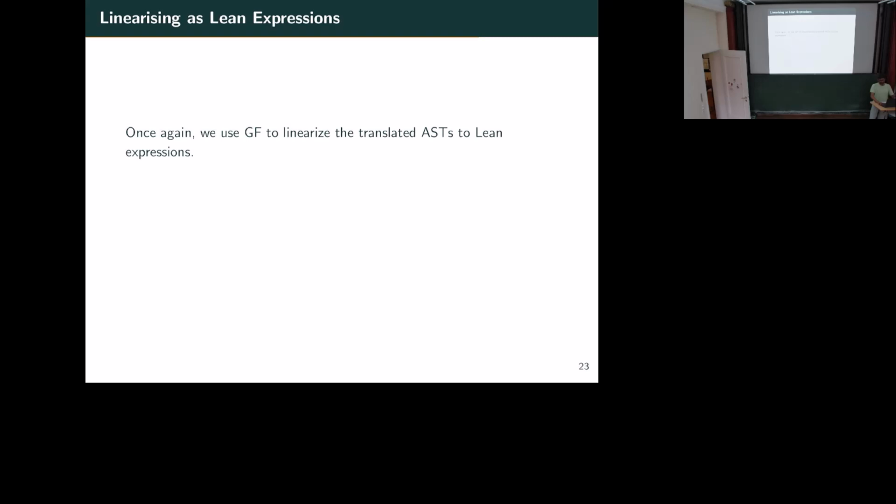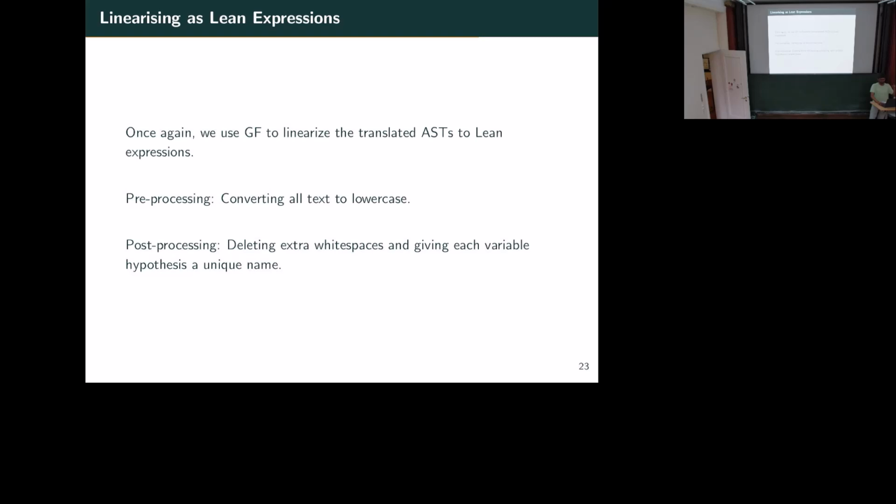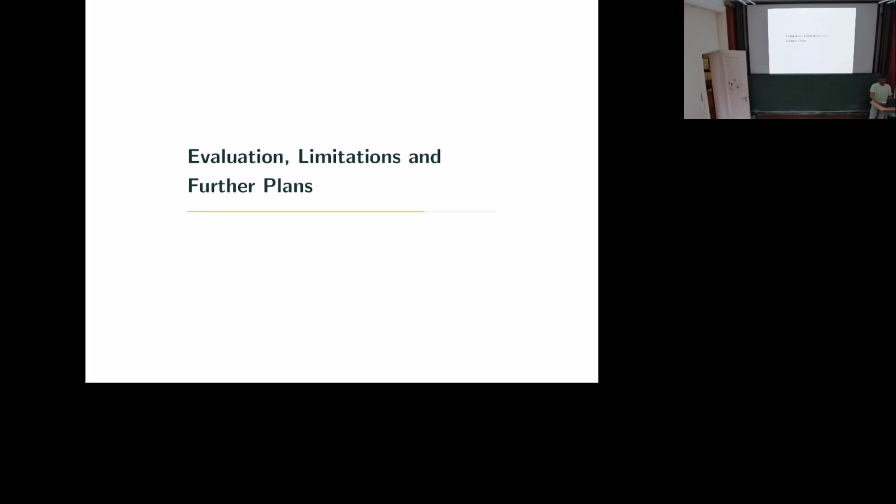And lastly, from ASTs to Lean expressions, we wrote a small GF grammar, and using that, we converted the ASTs to Lean expressions. We also do some pre-processing and post-processing. The important post-processing is giving each hypothesis variable a unique name so that later we don't have two hypothesis variables with the same name. So this is how GFLean works.